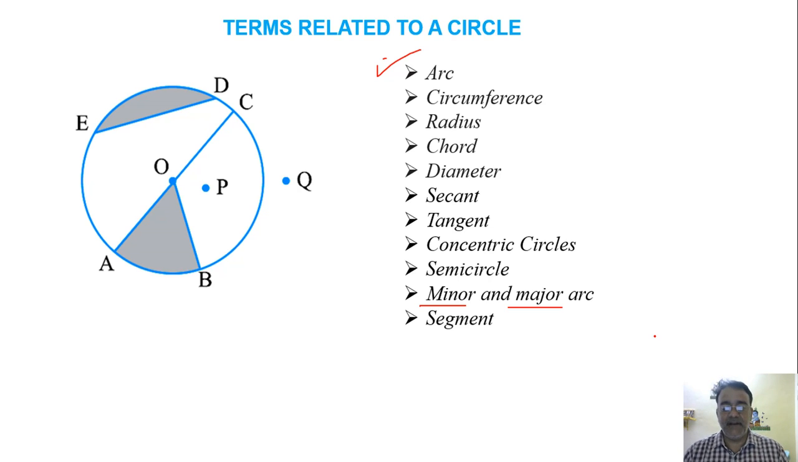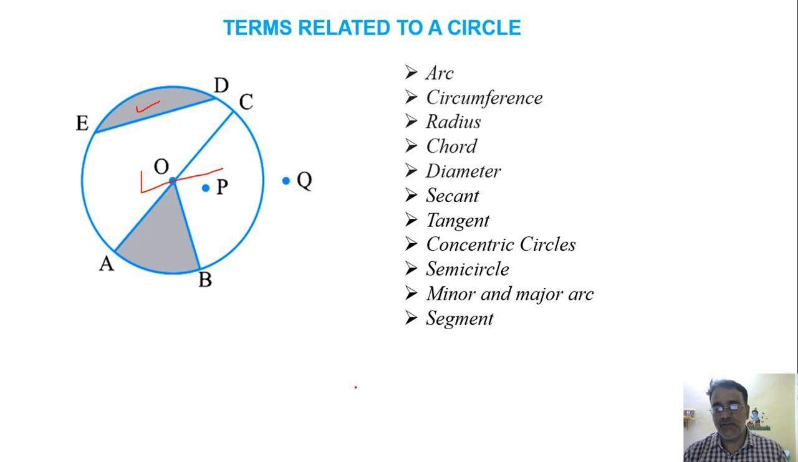Next, segment. What is segment? See, when we draw a chord, that chord divides the circle into two parts. Here, ED is a chord. ED divides the circle into two parts: this shaded part, and this whole other part. This part is called a segment.